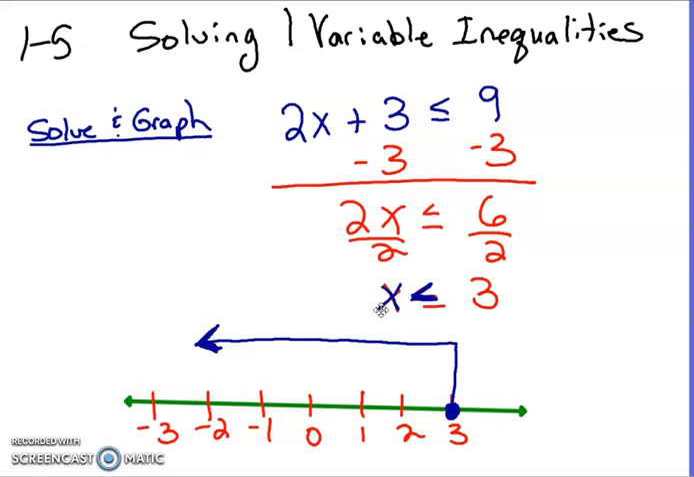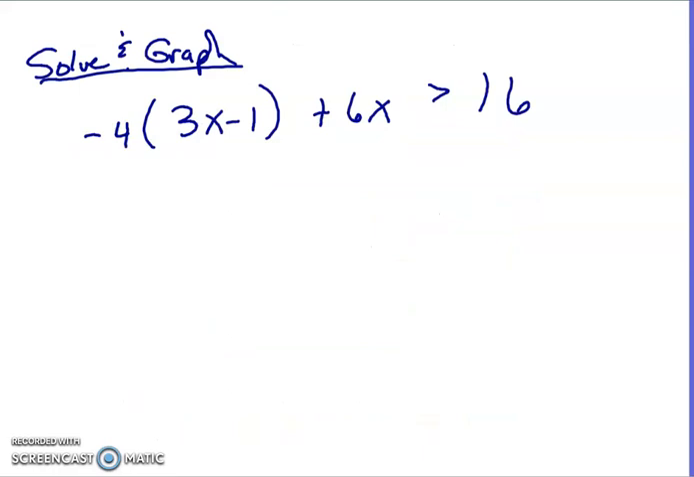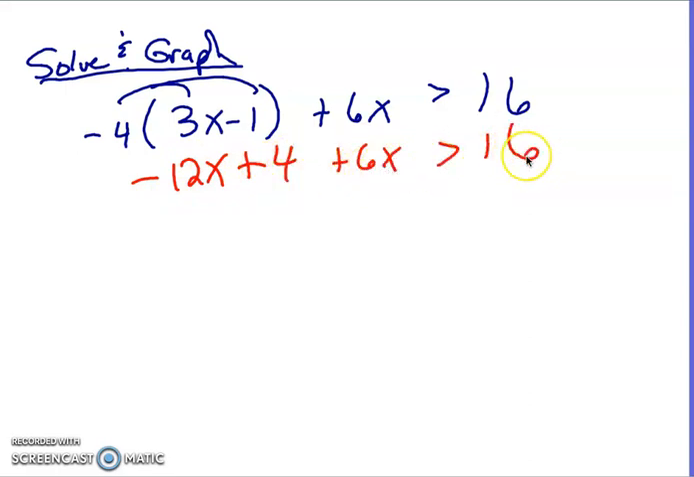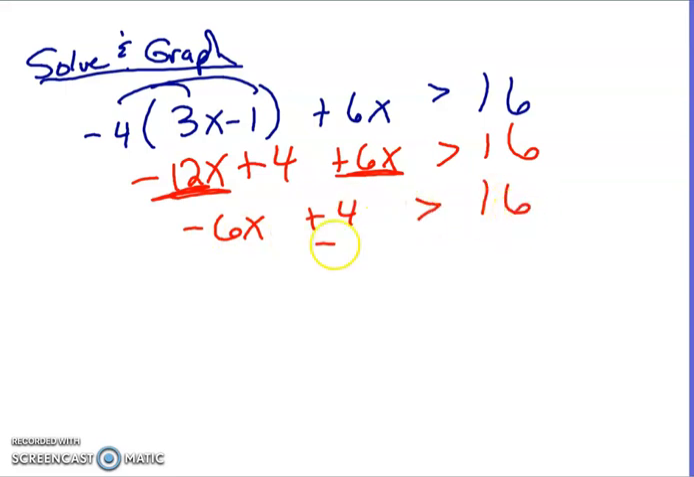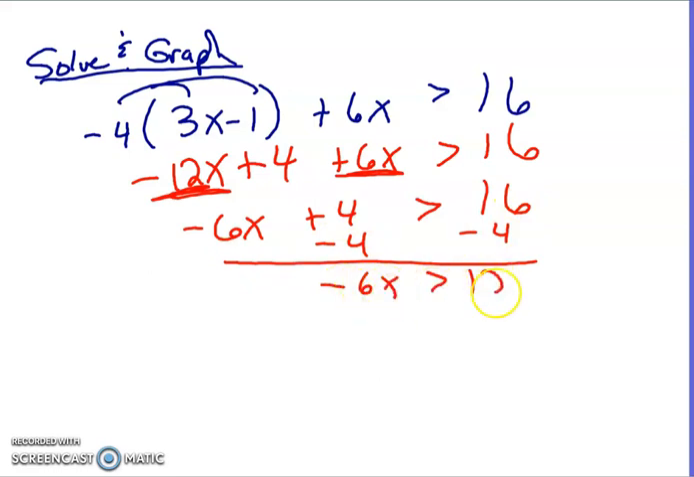All right, this next problem, again, you solve it like a normal equation, and then what we're going to do is graph it. So we're going to use the distributive property. So that's going to be negative 12x plus 4. Combine like terms, the x's are like terms, so we're going to get negative 6x, minus 4 from both sides. And we're going to divide both sides by negative 6.